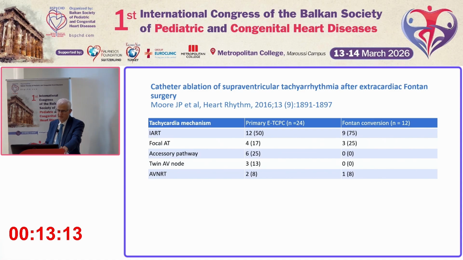Okay. The same author published a series of ablations in extracardiac Fontan patients. And in this series, the most common type, again, was intraatrial reentry tachycardia, with the second one being a focal tachycardia, but some patients had an accessory pathway or AV node reentry tachycardia.